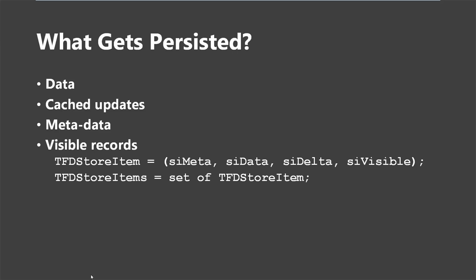What gets persisted? Well, the really cool thing about this is that you get to choose what gets persisted. You can choose to persist one or more of these following characteristics. You can choose to persist the data that's stored in the FireDAC dataset. If you've been using cached updates, you can also store the changelog, or you can suppress the changelog. You get to choose whether you store the metadata or not. And the metadata is a description of the structure of the table that you're storing. This last one is kind of an odd one.